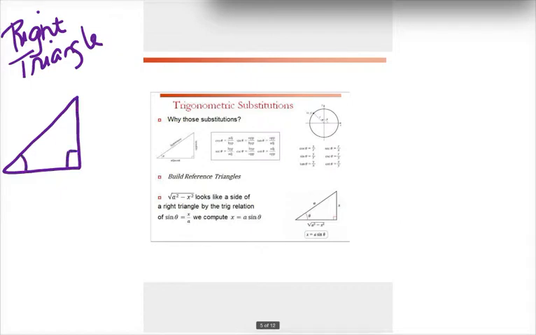So you have a right triangle. Here's your angle theta. Recall that with the right triangle, that's your hypotenuse, that's your opposite side from theta, and that's your adjacent side of theta.